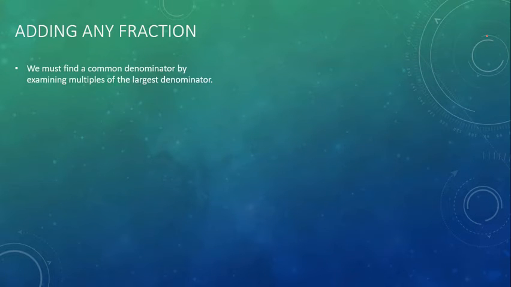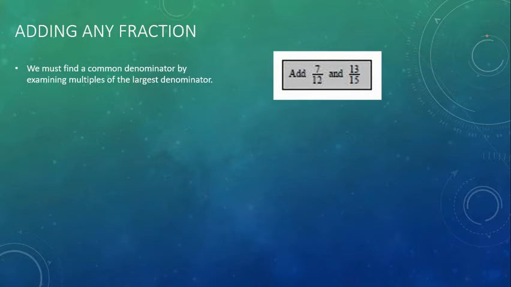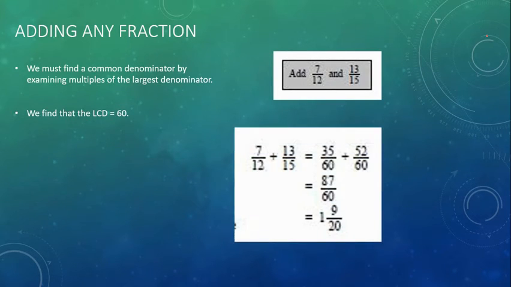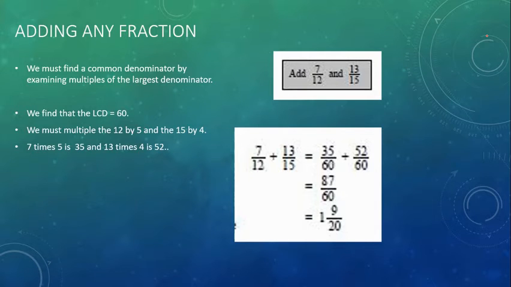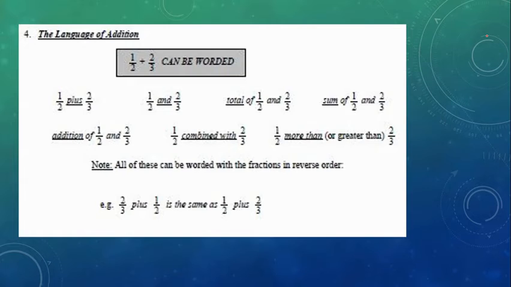So we must find a common denominator by examining multiples of the largest denominator. Let's think about this one. So we find that the LCD is 60, so we must multiply the 12 by 5 and the 15 by 4. So we'll have 7 times 5 is 35, and 13 times 4 is 52. Remember to reduce.